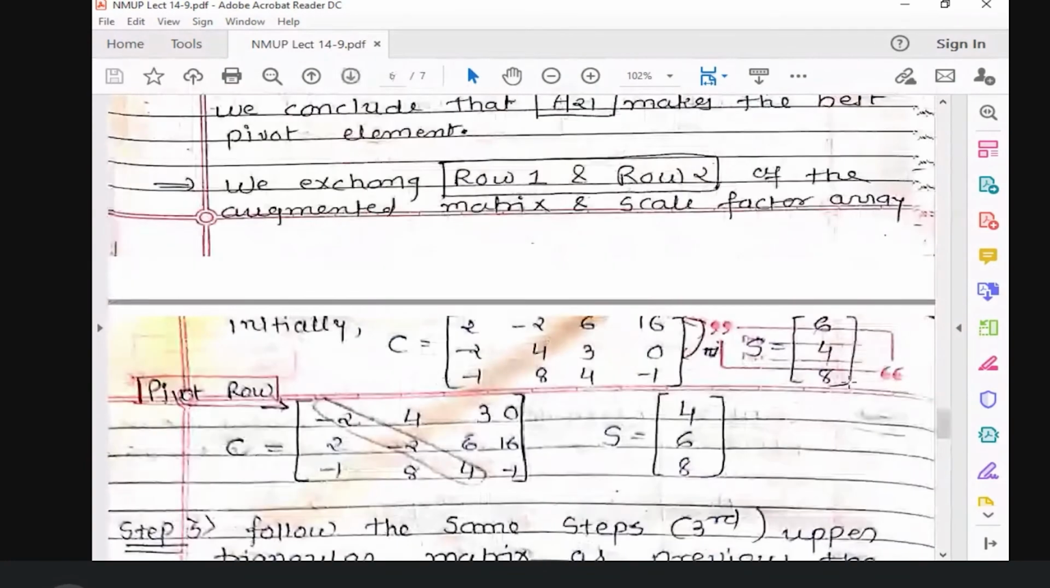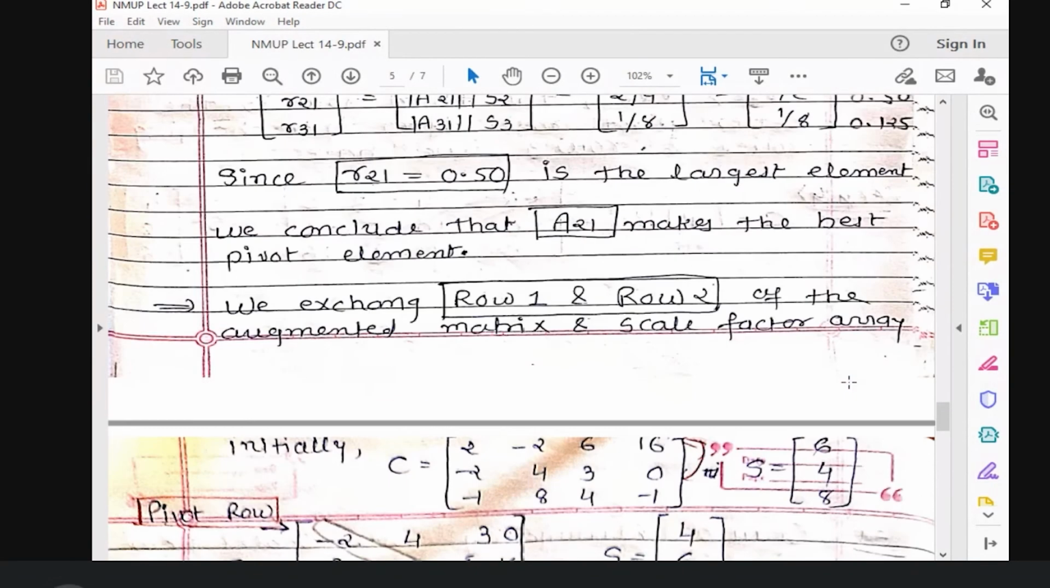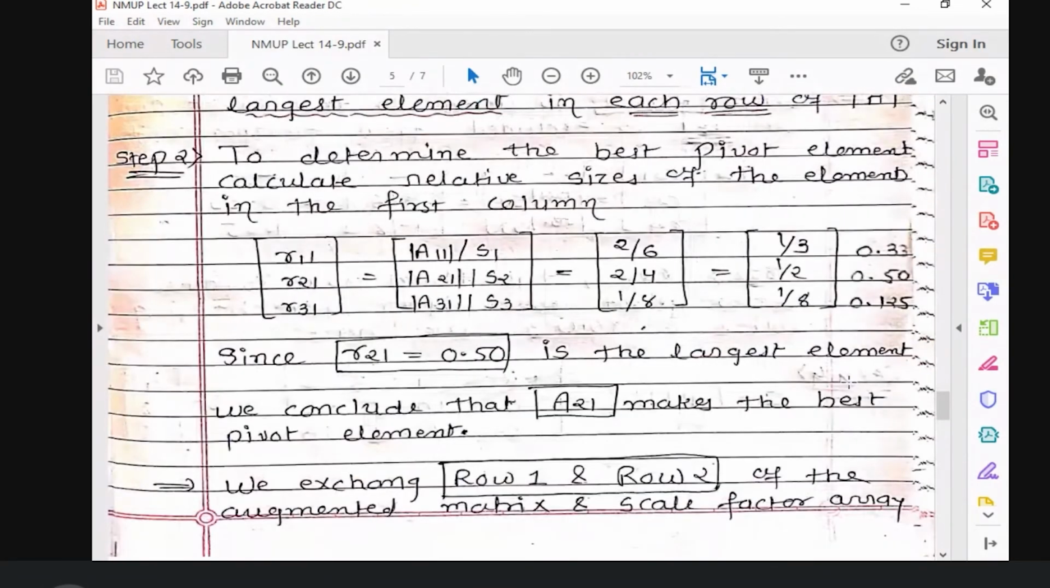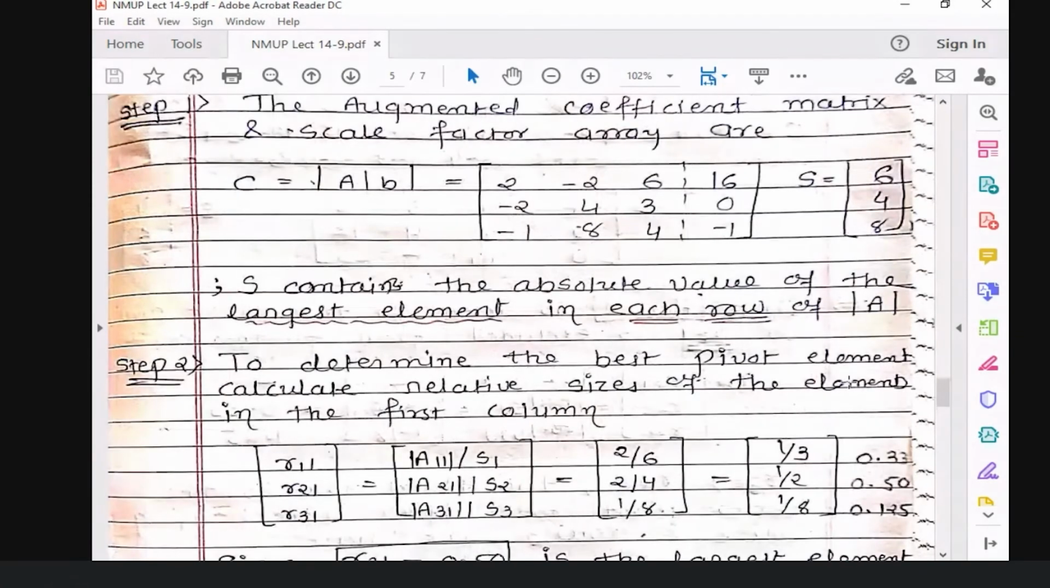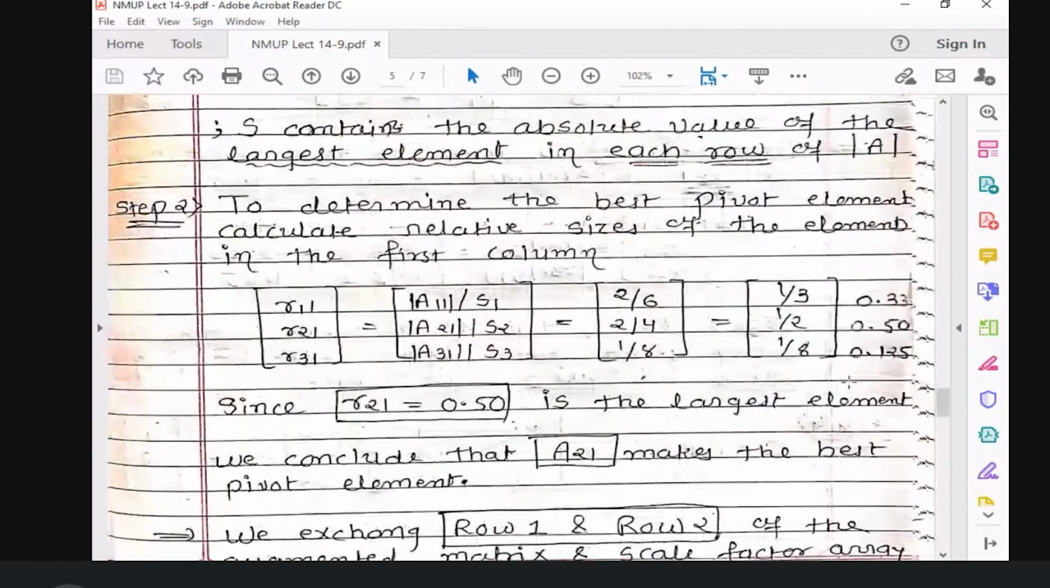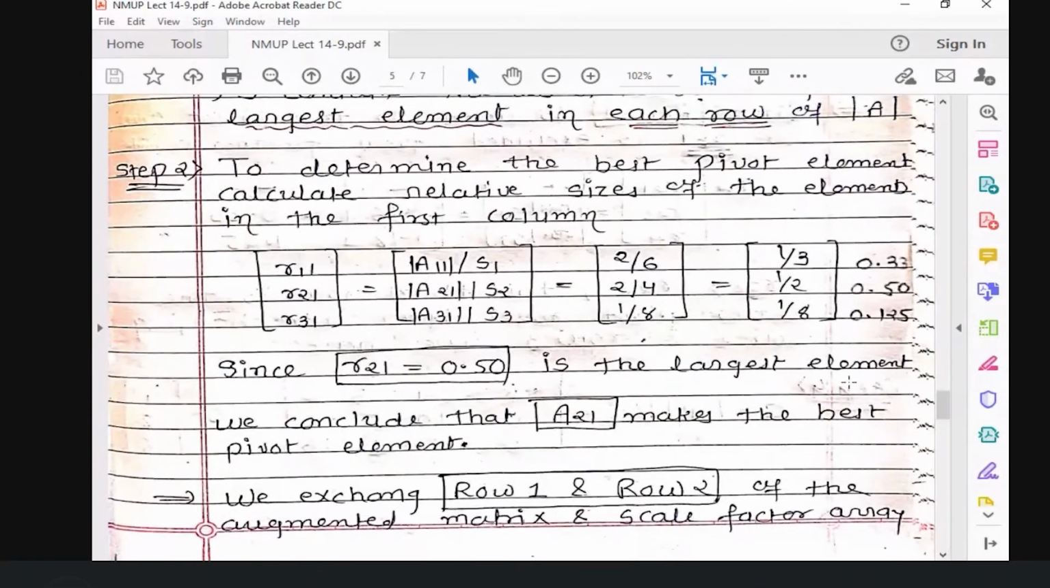Today we have completed three concepts. First one is after row exchange. Okay. So in the first step, what we have done, we have just calculated this S matrix. Now after that, what do we want? We want to calculate which row we have to choose as the pivot row, right?